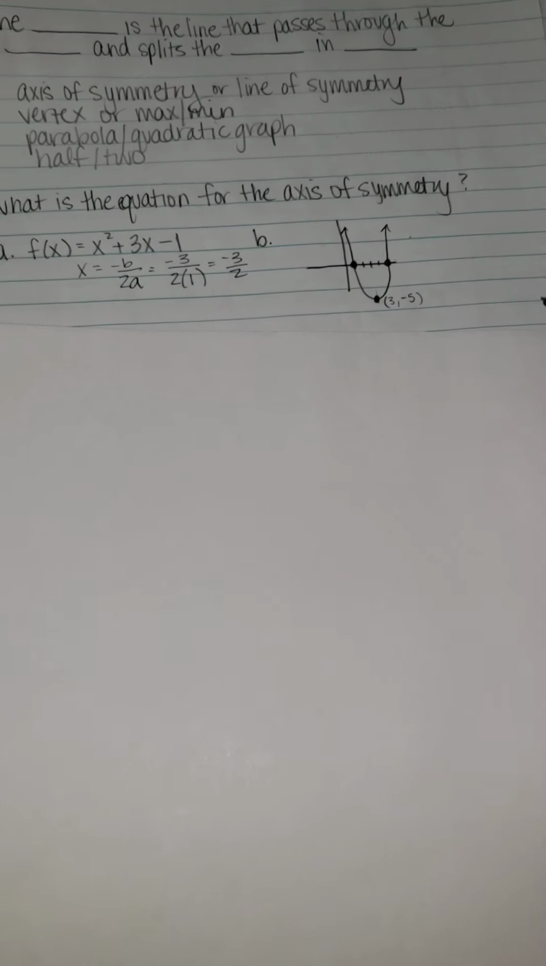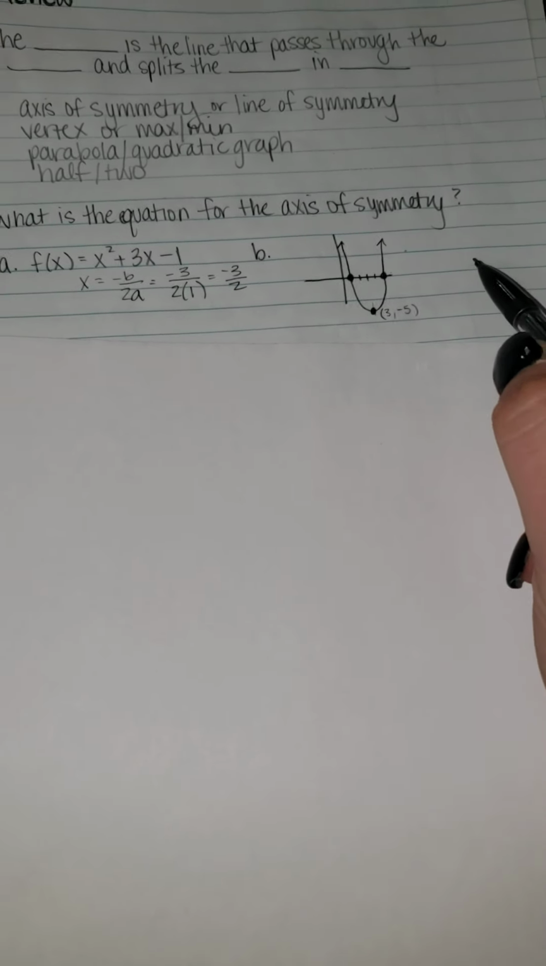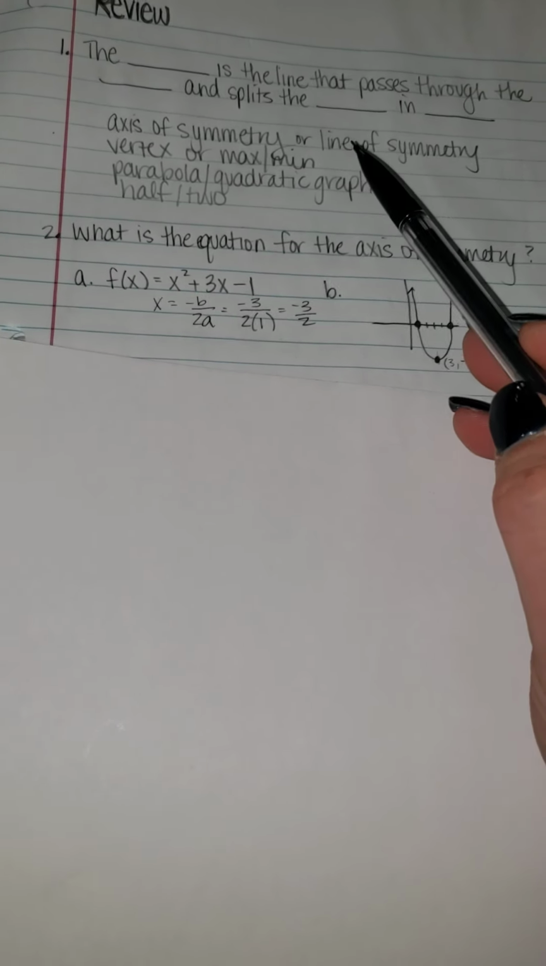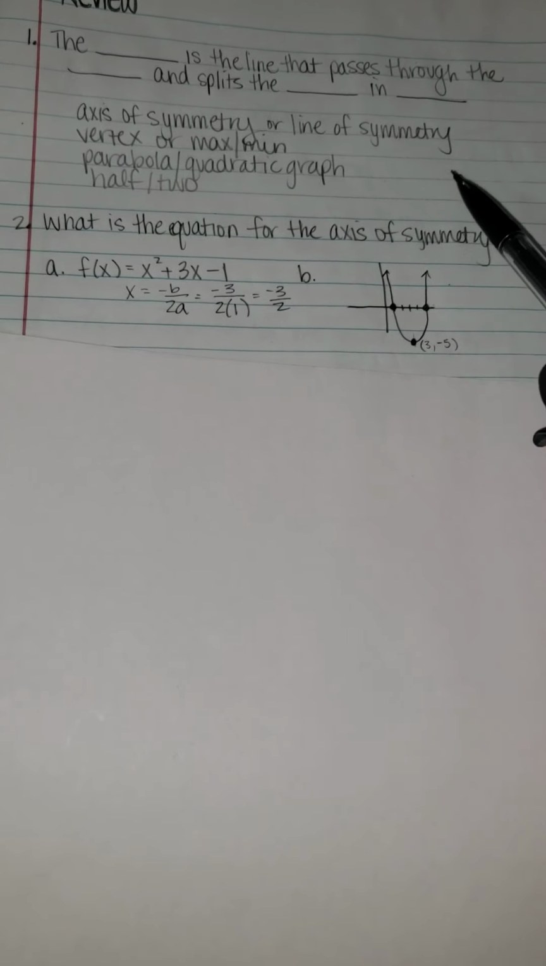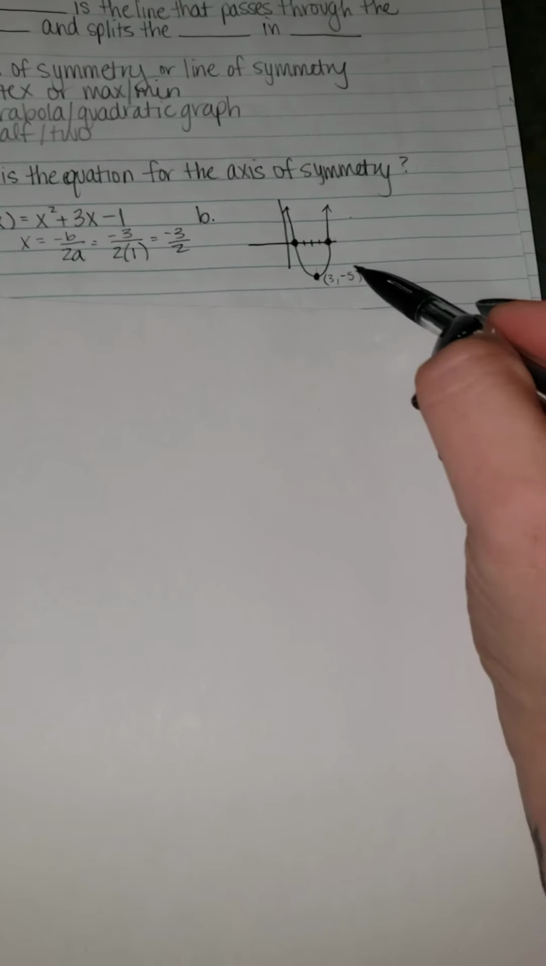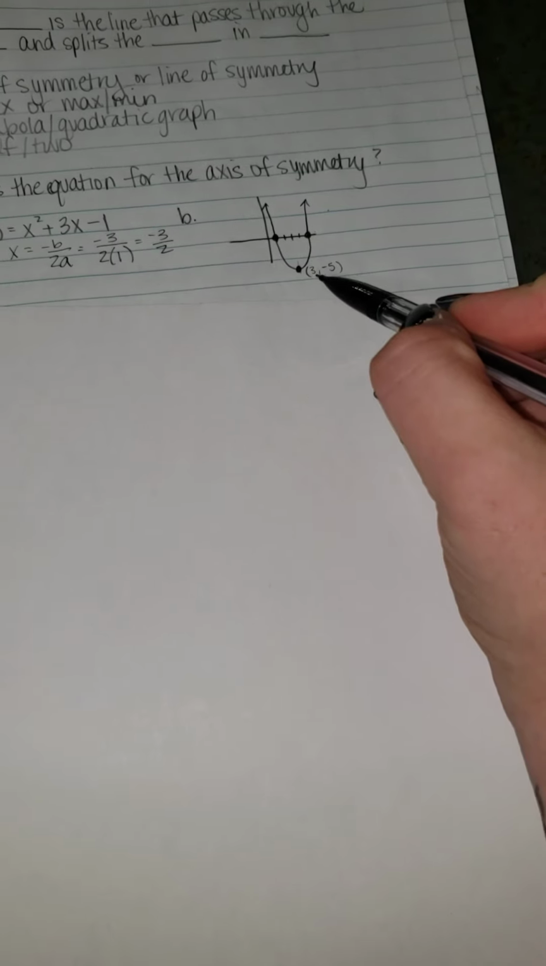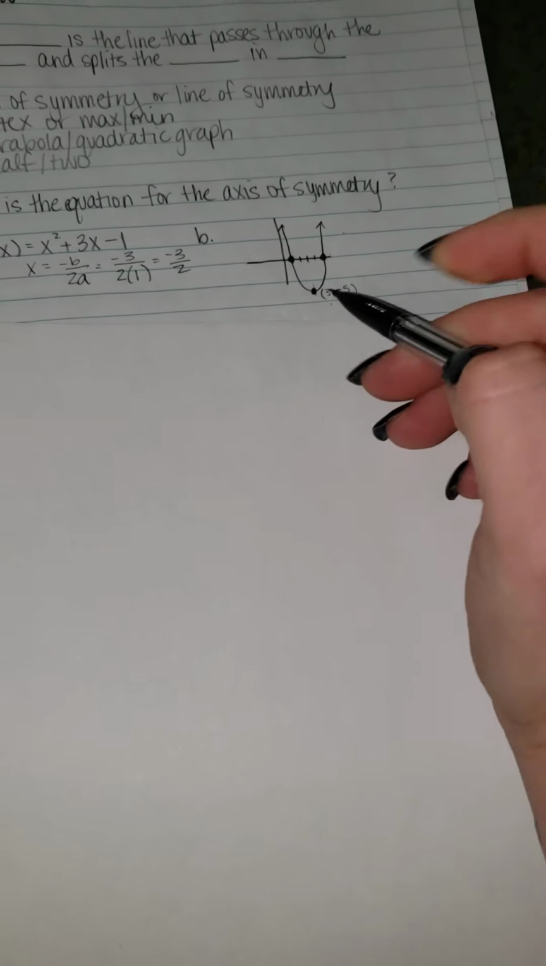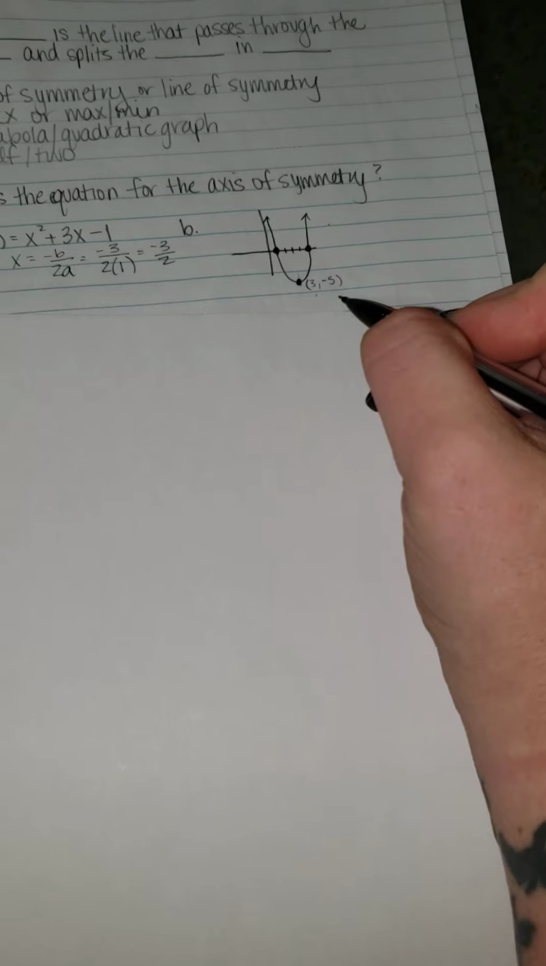In this one, it's a graph. We know from this question up here that the axis of symmetry passes through the vertex. We can see that the vertex is 3, negative 5. So our axis of symmetry here is 3.